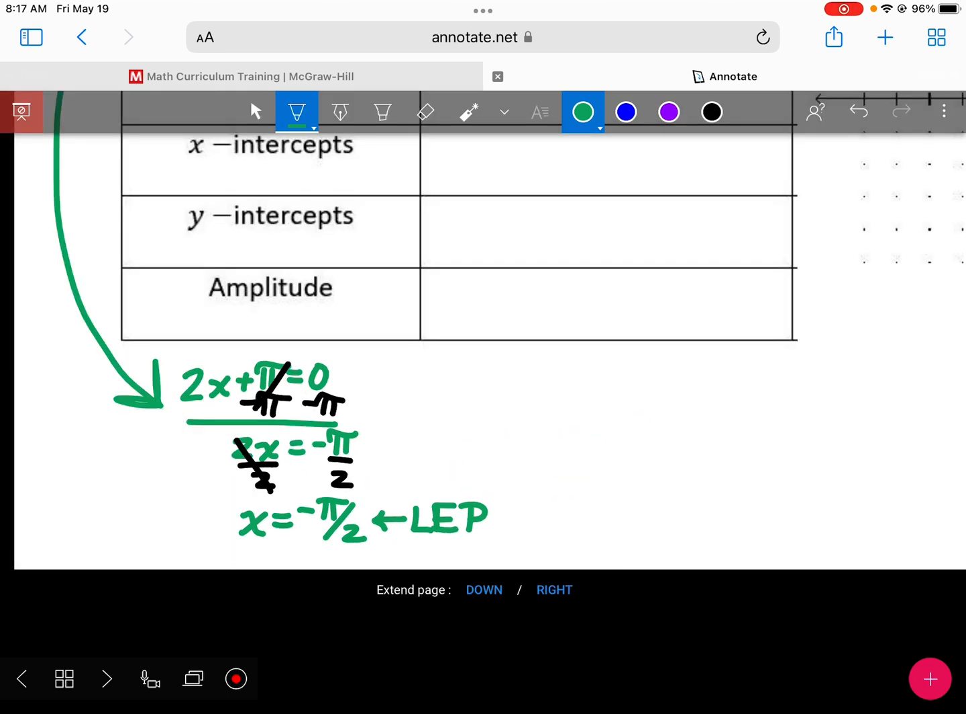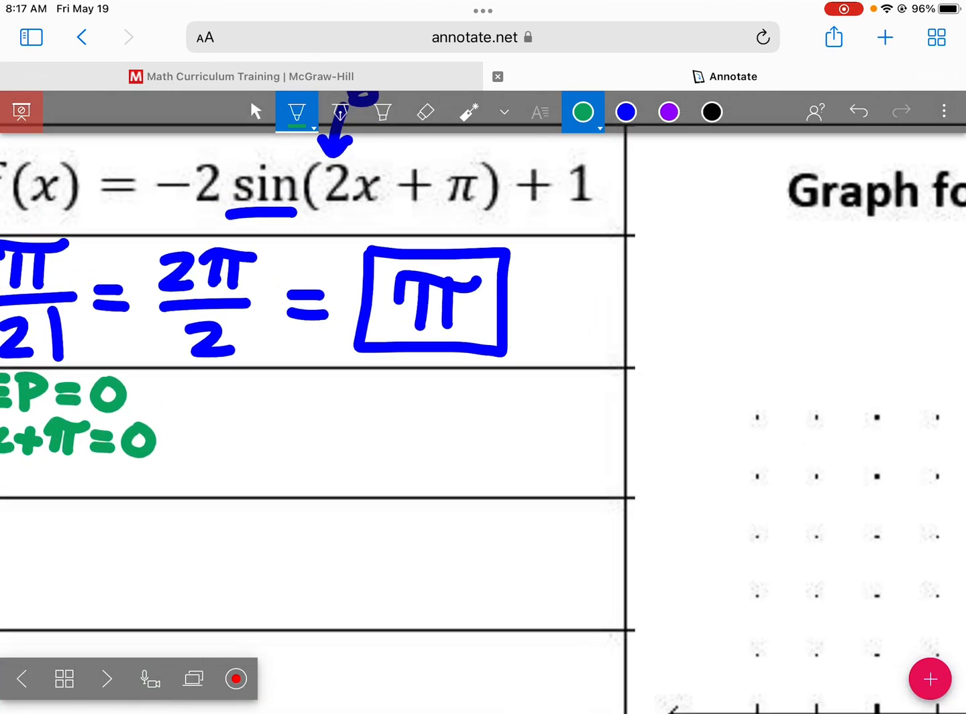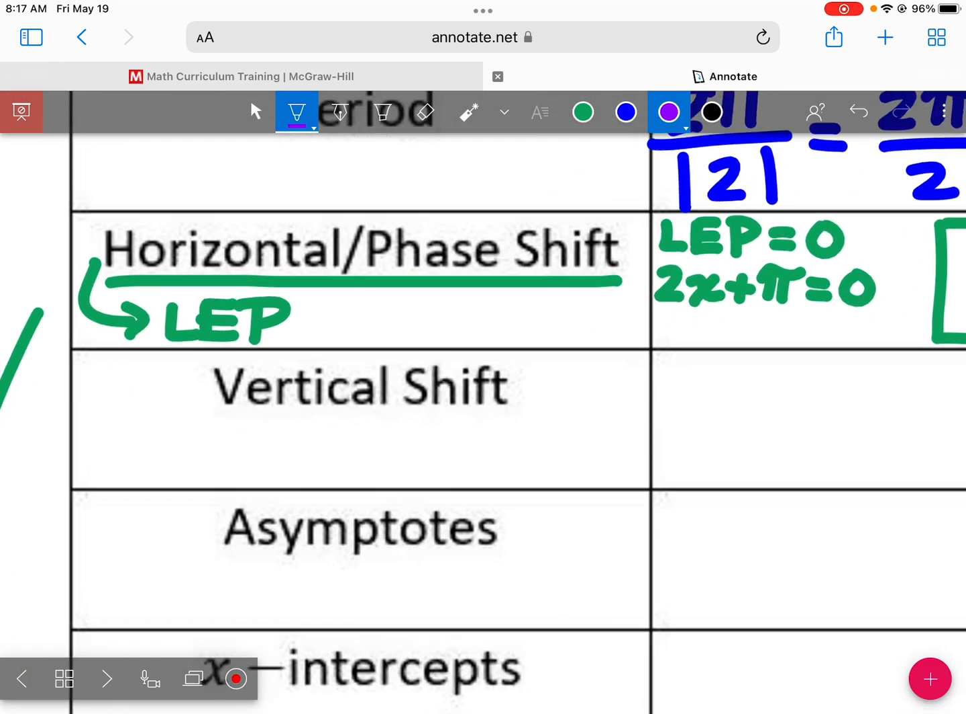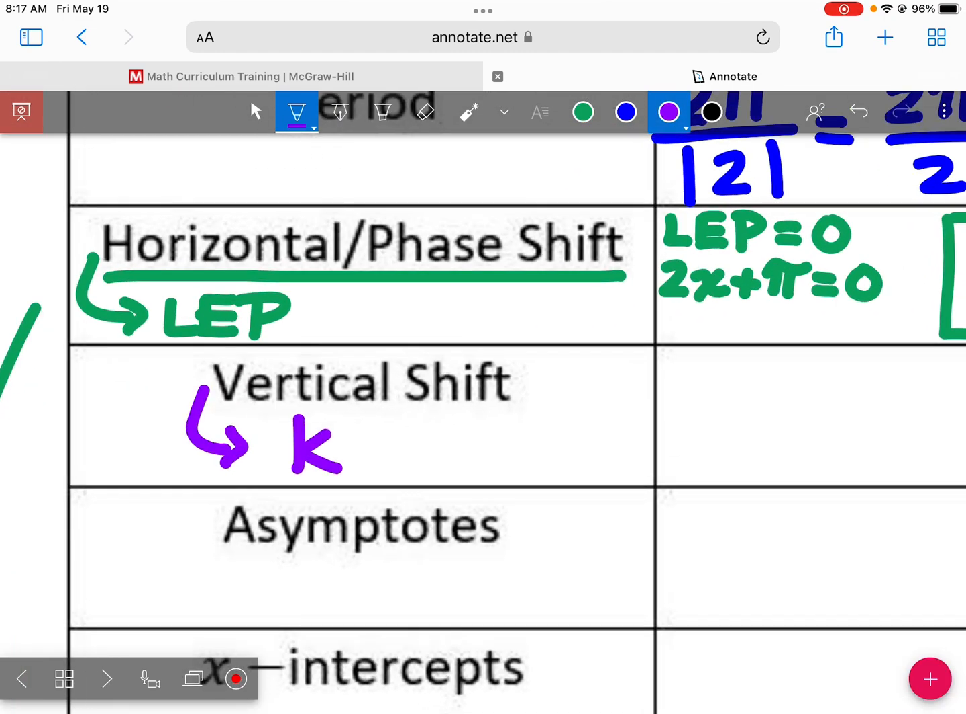So if my left endpoint has changed from being 0 to now being negative pi over 2, which way did I go? Left. How far? Half of pi. So my phase shift would be left pi over 2. Vertical shift. How far up or down did it go? This is my k value. Yes, we went up 1.